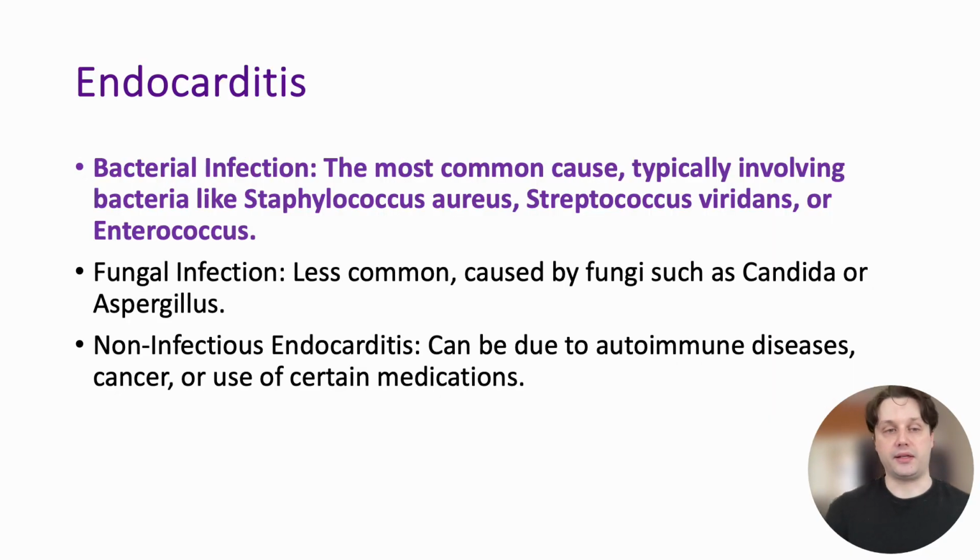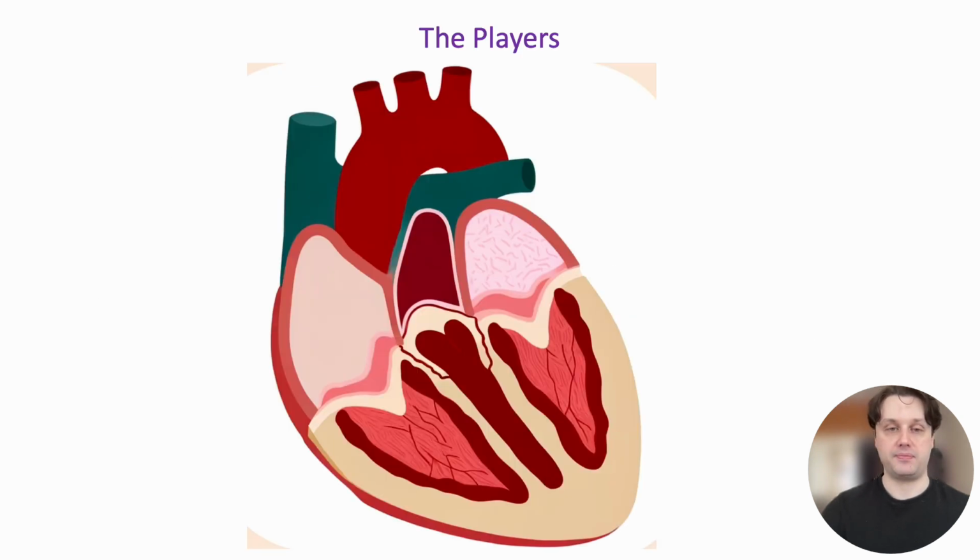Taking a look at endocarditis, there are three different types: bacterial versus fungal versus non-infectious. We will be taking a look at the bacterial infections, most commonly caused by Staph aureus, Streptococcus viridans, and Enterococcus. And for the non-infectious, if you're interested, this is usually caused by autoimmune diseases such as Libman-Sacks, as well as lupus, for example, and certain medications.